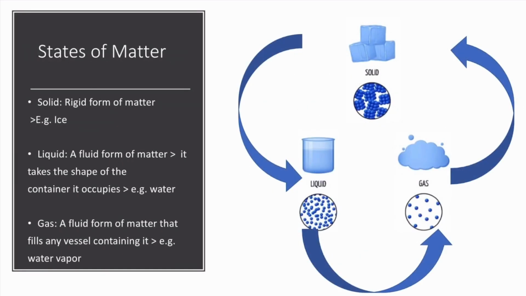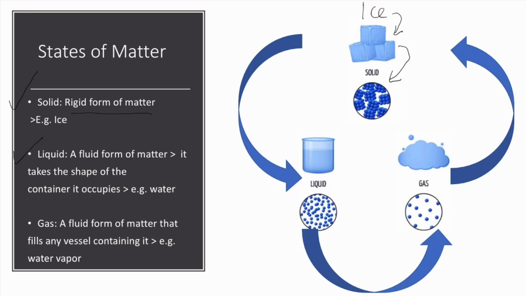Next, let's talk about the three basic states of matter. I will use water as an example because it's the most common molecule that we see in our daily lives. The first state of matter is the solid state. This is the rigid form of matter. For the case of water, we know it as ice. At the macro scale, we see ice cubes. At the micro scale, we see water molecules that are tightly bound together.